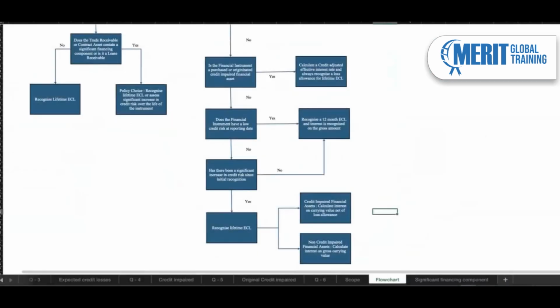This is the ECL model, which is the main focus of our workshop, which is basically looking at how to model the expected credit loss. When do we use a 12-month credit loss? When do we use a lifetime credit loss? When do we calculate interest on which amounts? I will be sharing a copy of these notes for your perusal also, so don't worry about that.